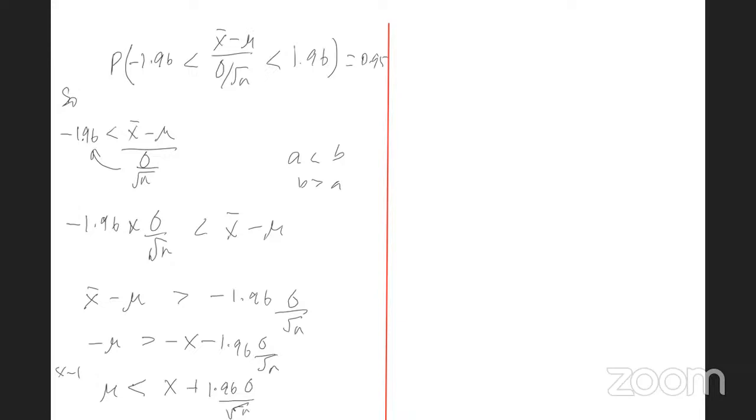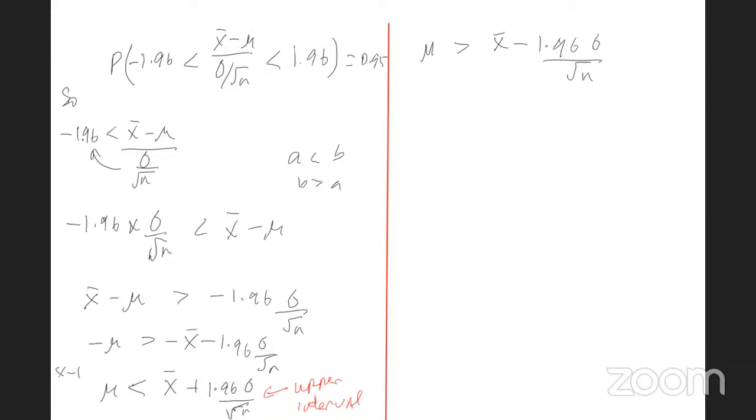So this value here is the upper limit, that is the upper interval. You do the same thing on the other side, and you will get mu is more than X bar minus 1.96 sigma on root n.